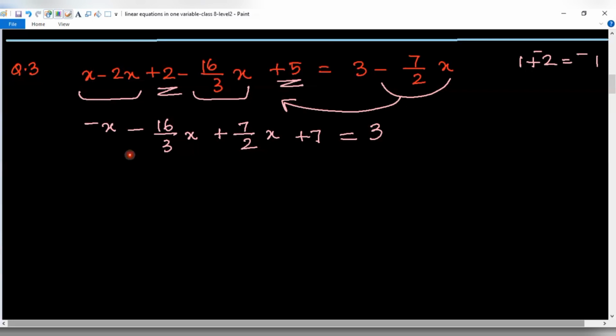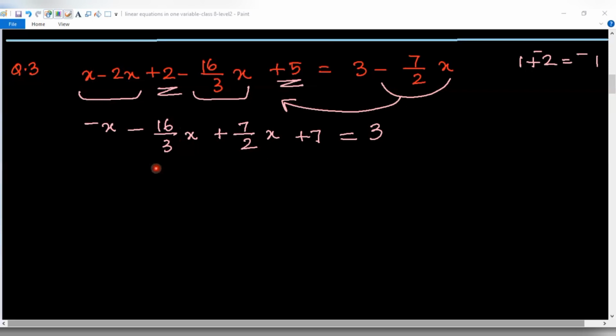Again, we can combine the terms having x, right? See, here we have 3 terms having x. One term does not have any fractional coefficient. See, no fractions are attached to it. But in the second and third, we have fractions as the coefficients, right? Here minus 16 by 3 is there. Here plus 7 by 2 is there. So first let us combine those two.